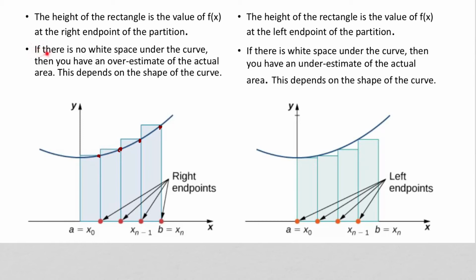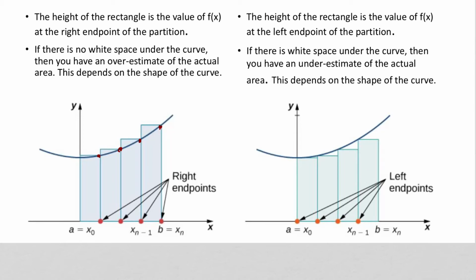Now here, if there's no white space under the curve, as in this case, all of my rectangles are sticking out above the curve, then you have an overestimate of the actual area. You won't always have an overestimate when you're using right endpoints, because if your curve bends downward, that wouldn't be the case. The main idea is if your rectangles are sticking out above the curve, you have an overestimate.